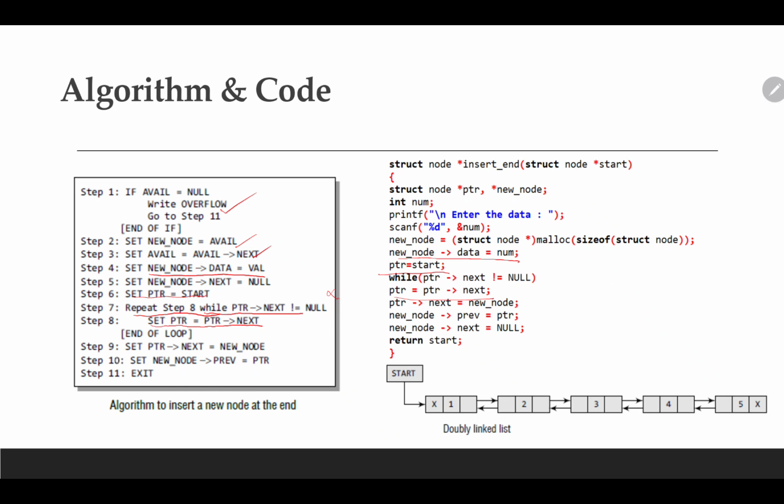Then once this becomes false, next what we have to do: ptr->next is new_node. Then new_node->prev is ptr. Then new_node->next is null. Okay. So this is about inserting the new node at the end of the doubly linked list.